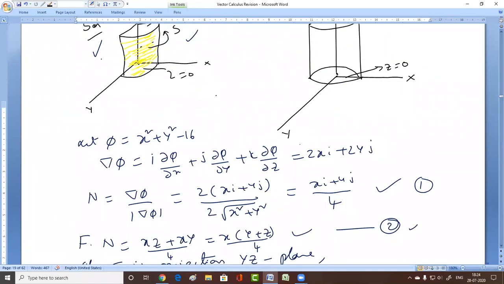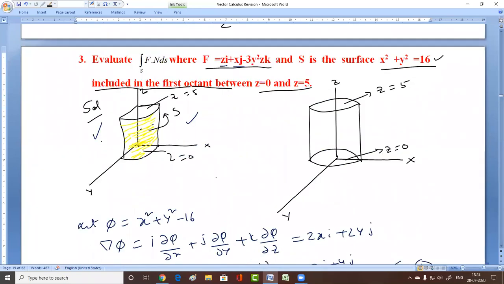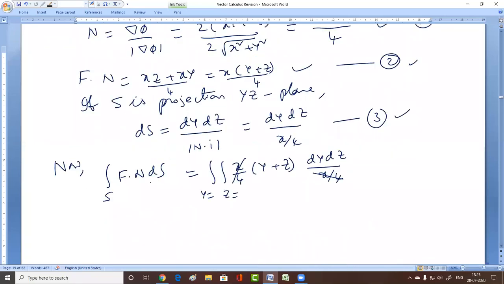Z equals to lower portion. Now observe along the z axis. What is the lower limit? Z equals 0. Upper part z equals 5. So 0 to 5. Very good. Now what about the y limits?